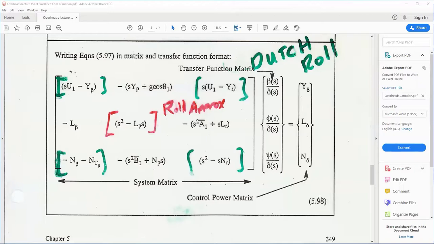So we keep the L beta term. Again, we're knocking out the roll degree of freedom, so the middle column goes away. Yeah, we're throwing out the side force equation. So the middle column goes away and the top row goes away. Get rid of the side force, keep the roll and the yaw. And so we get another determinant that then gives us the mode approximation. So we're going to grab this term here, this term here, this term here, and this term here.